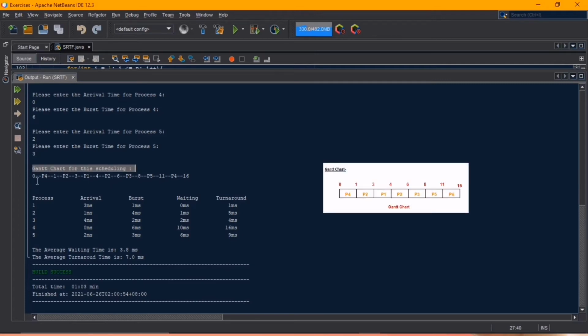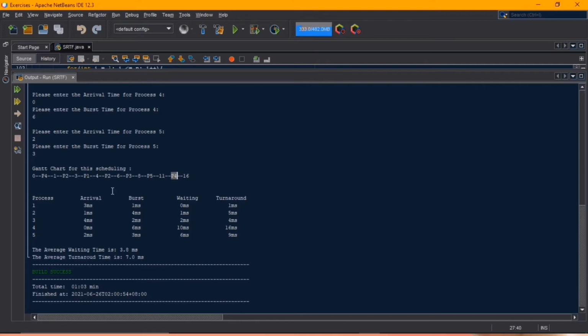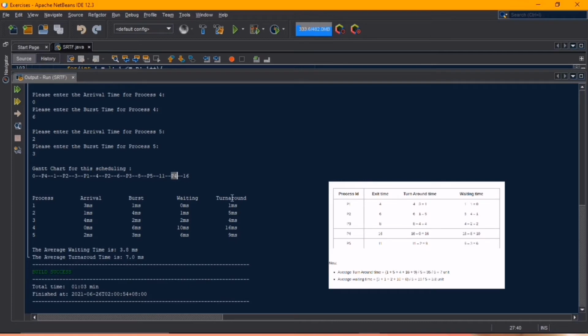As you can see, it also matches the Gantt chart from the internet. At time 0, P4 gets executed first, followed by P2 at time 1, and then P1, and then P2, P3, P5, and P4. And there's also a table of process, arrival time, burst time, waiting time, and turnaround time.